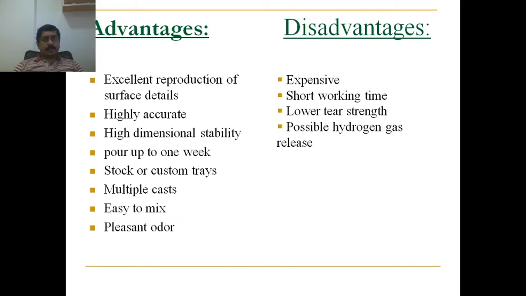Disadvantages: it is expensive. It has a very short working time, lower tear strength, and there is possible hydrogen gas release. But in today's more modern preparations, the hydrogen gas release is found to be very low. And it also has a slightly hydrophobic nature, which is now made hydrophilic in many materials, like the materials from Dentsply, called Accusil or something like that. In such companies, we have addition silicone with good hydrophilicity.